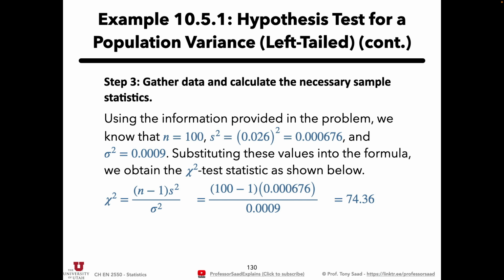Now the chi-square distribution is positive. There's no negative values in it, right? It's positive, goes from 0 to infinity, right? So it's always positive. All of these chi-squared quantities are going to be positive, okay?